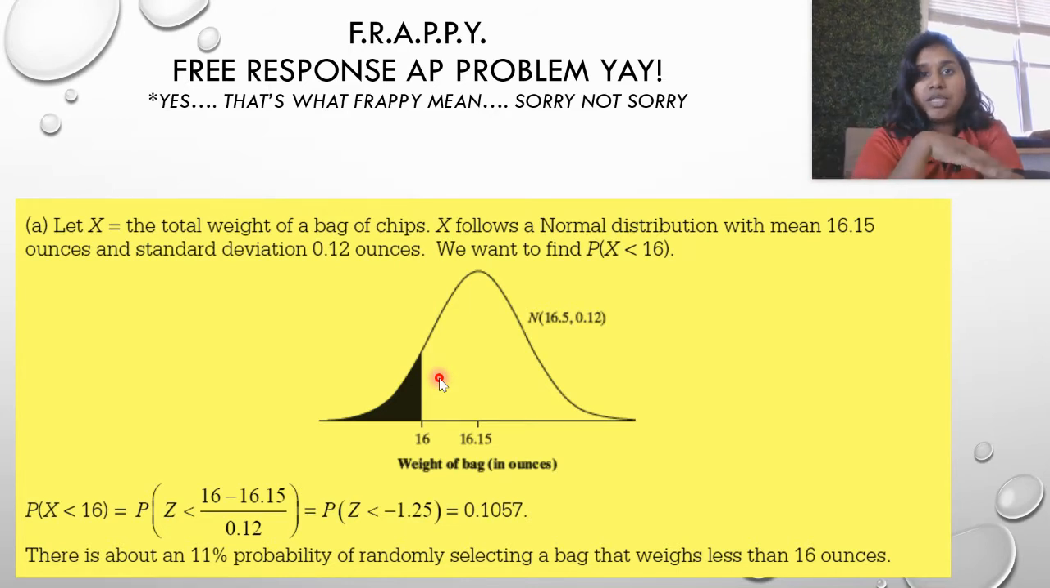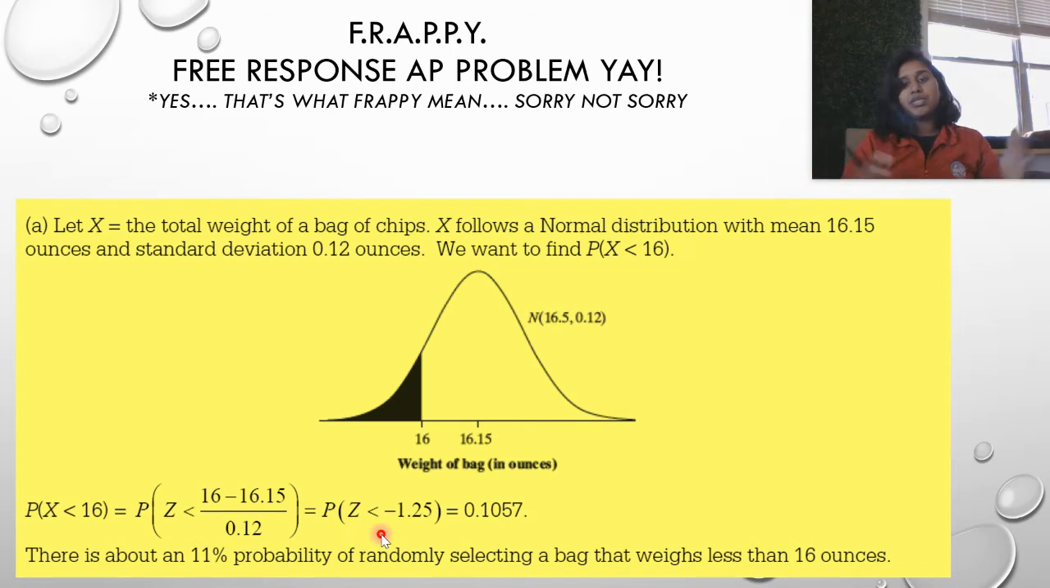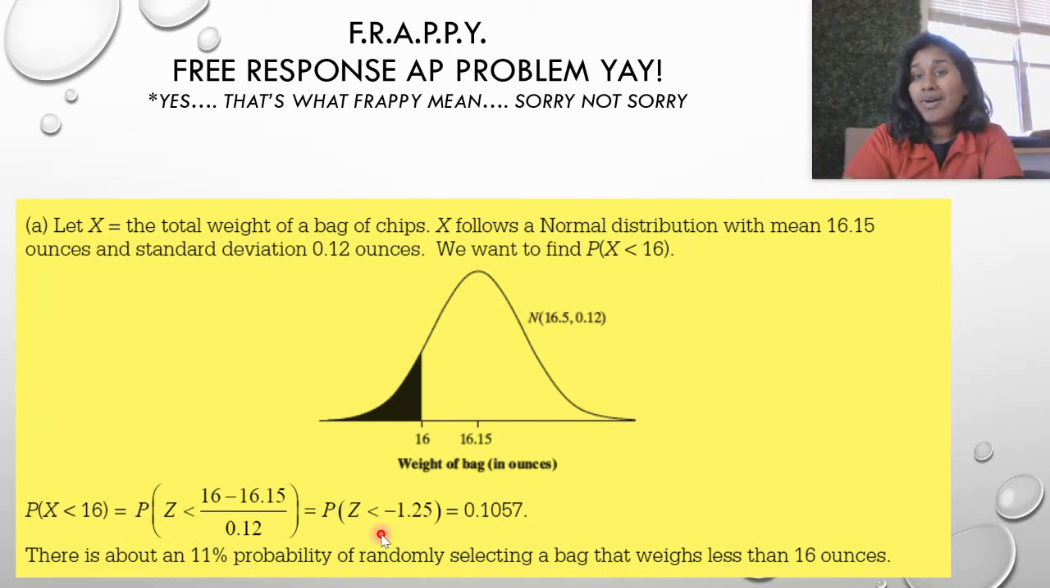So I go to my z-score formula where I do observe minus expected all over the error. And so I end up with 16, the observed value that we're dealing with, they want 16 or less, minus the expected value, the average, all over the error, or my standard deviation. So I end up looking at a z-score of negative 1.25 or less. So if I go to my z-score table, or I use an online table calculator, or I use the TI Inspire or 84, I end up with a p-value, an area under the curve, of 0.1057. There is an 11% probability of randomly selecting a bag that weighs less than 16 ounces.